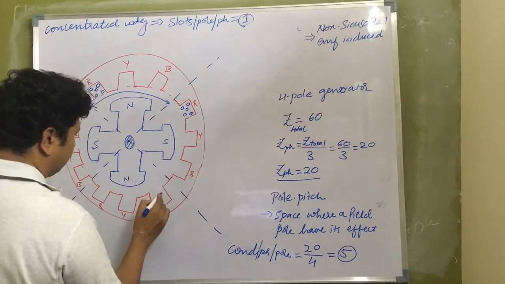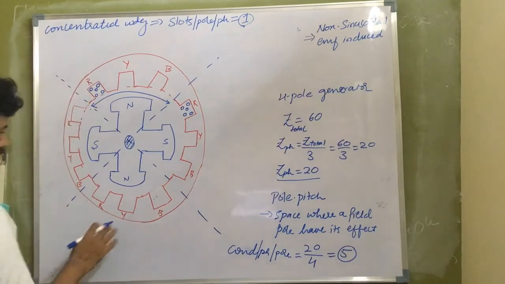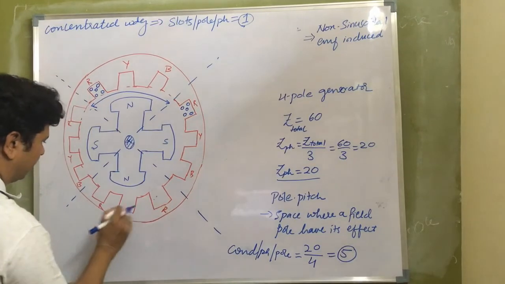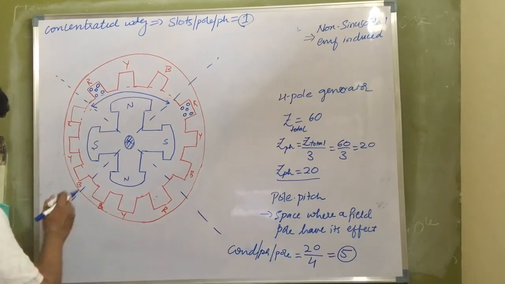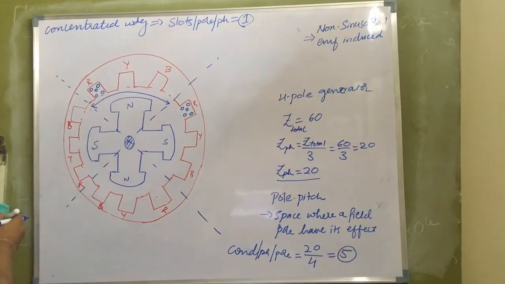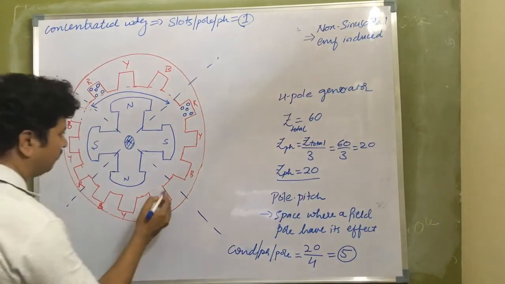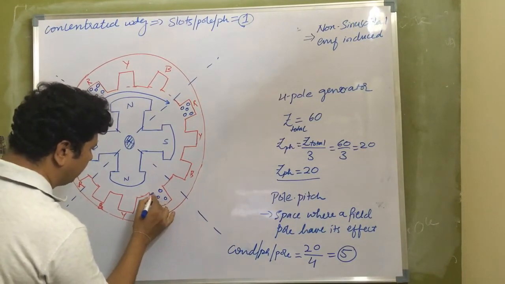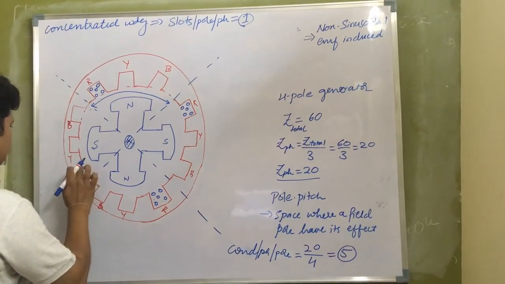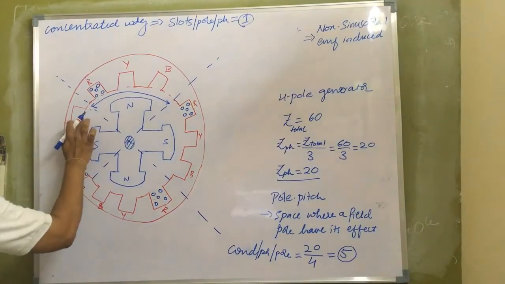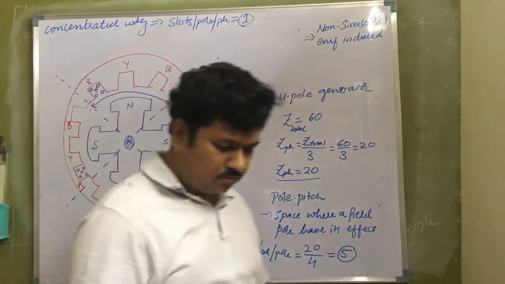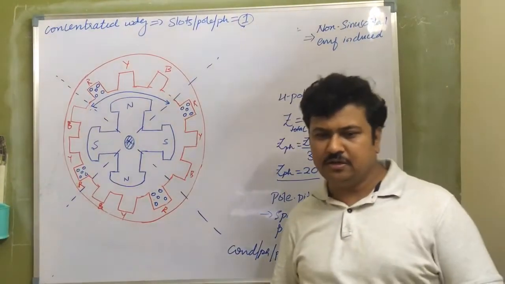Next 5, this will be R, because as per the rotation R, Y, and this will be B. Let us take the clockwise rotation. Then 5 conductors here, then remaining 5 conductors here. This type of winding is called concentrated winding.